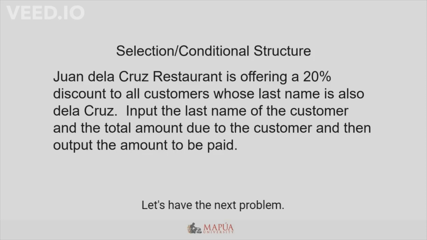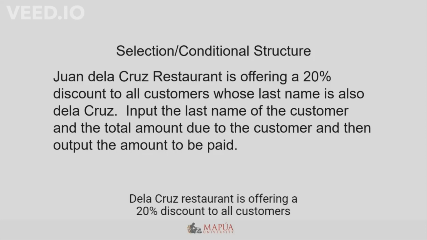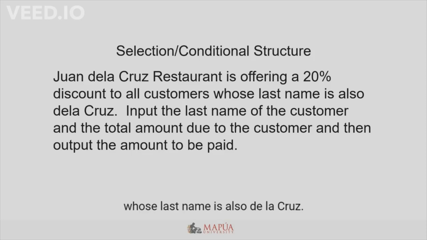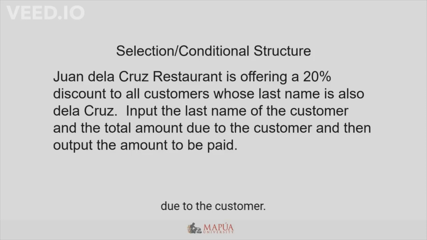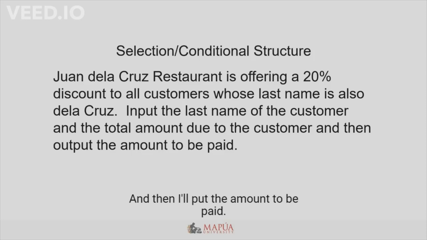Let's have the next problem. Juan de la Cruz restaurant is offering a 20% discount to all customers whose last name is also de la Cruz. Input the last name of the customer and the total amount due to the customer, and then output the amount to be paid.